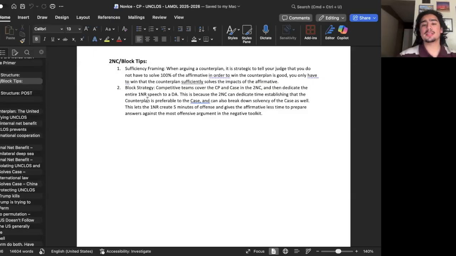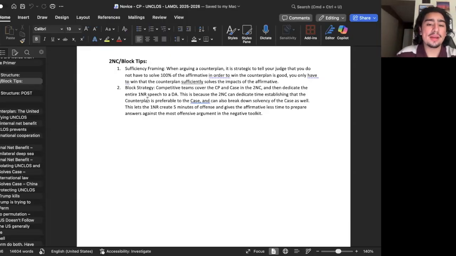This is because the 2NC can dedicate time establishing that the counterplan is preferable to case and can also break down solvency of the case as well. So the entire 2NC, 8 minutes, is just saying, here's why the counterplan is a good idea and here's why the case sucks. You're comparing both of the policy options.